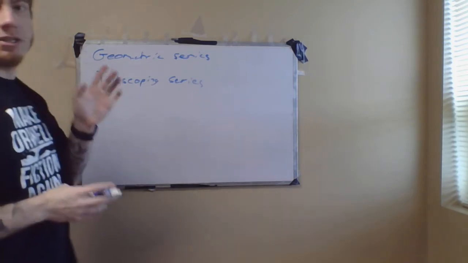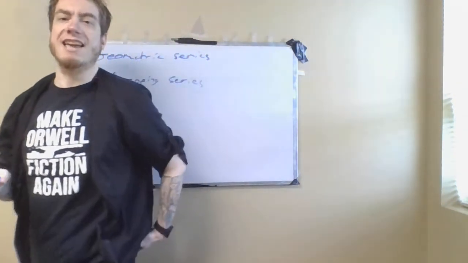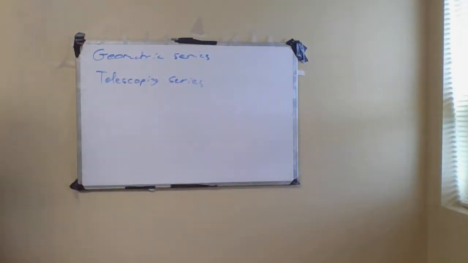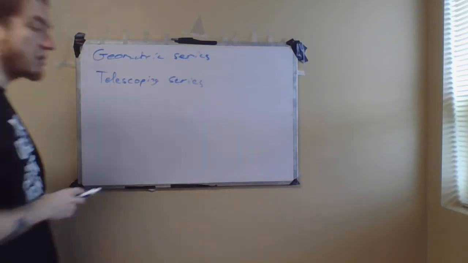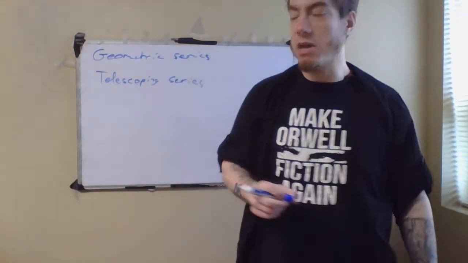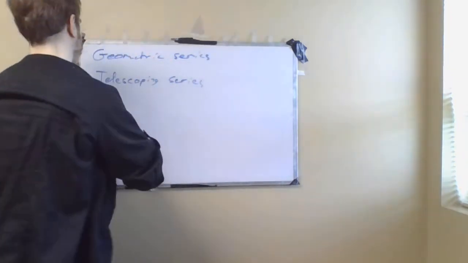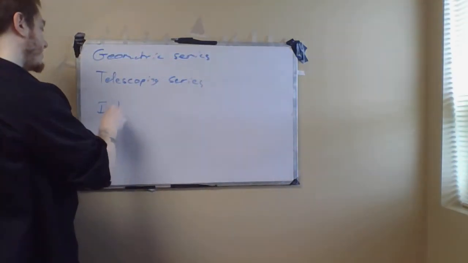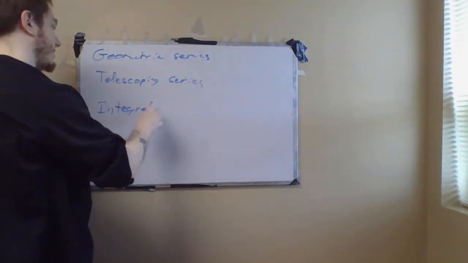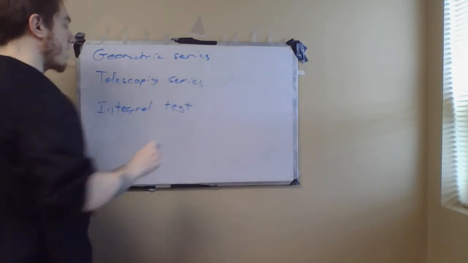So telescoping series, those are pretty simple. Those are ones where the terms keep on canceling each other out, and so the whole series can be thought of as just a sequence. And then we also had a test called the integral test that we were able to use.